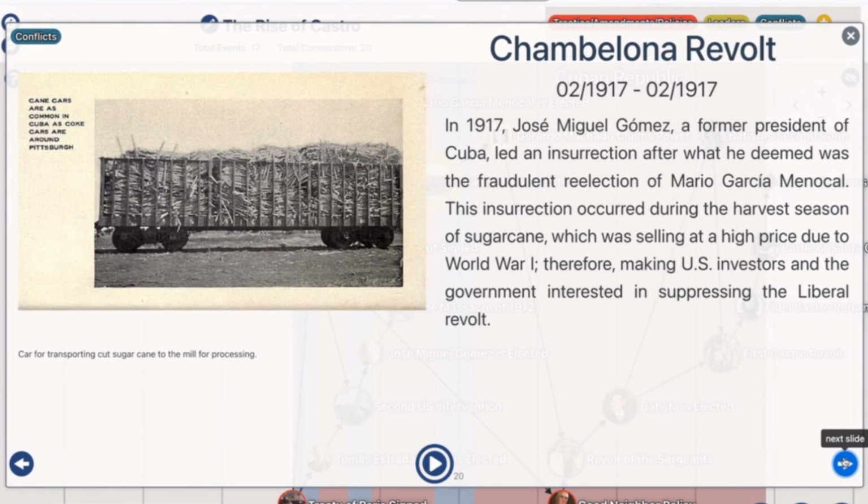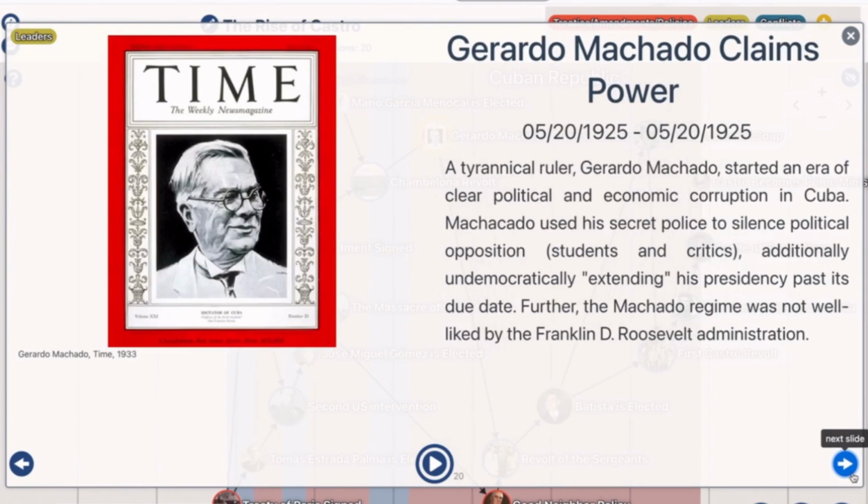José Miguel Gómez, a former president of Cuba, led an insurrection after deeming Menocal's re-election as fraudulent. Due to the fact that sugarcane was selling at a high price in World War I, US investors and government were interested in suppressing the liberal vote, causing a third US intervention in Cuba. Later, Gerardo Machado, a tyrannical ruler, was elected. Although political corruption has been a problem in Cuba before, Machado began a clear and decisive era of dictator-like ruling.